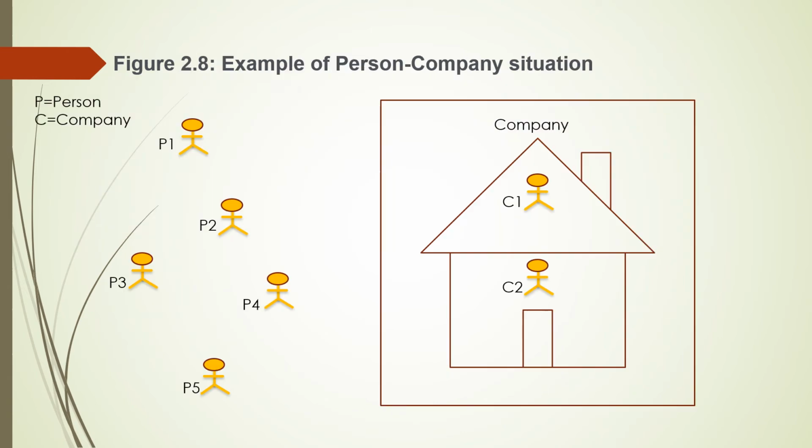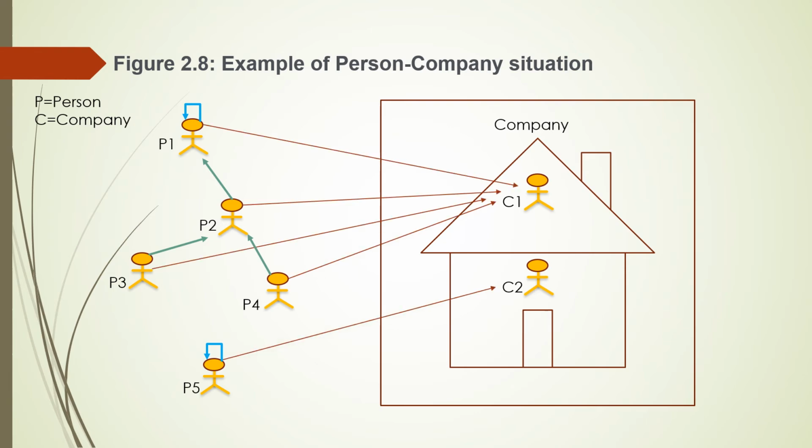In figure 2.8, there is an example of a situation that satisfies this diagram. There are 5 persons, of which person 5 and person 1 are their own boss. Person 2 has a boss, which is P1. And person 3 and person 4 have a boss, which is P2. Person 5 works for company 2, and the others work for company 1. The arrow points in the direction of the one multiplicity association ends.